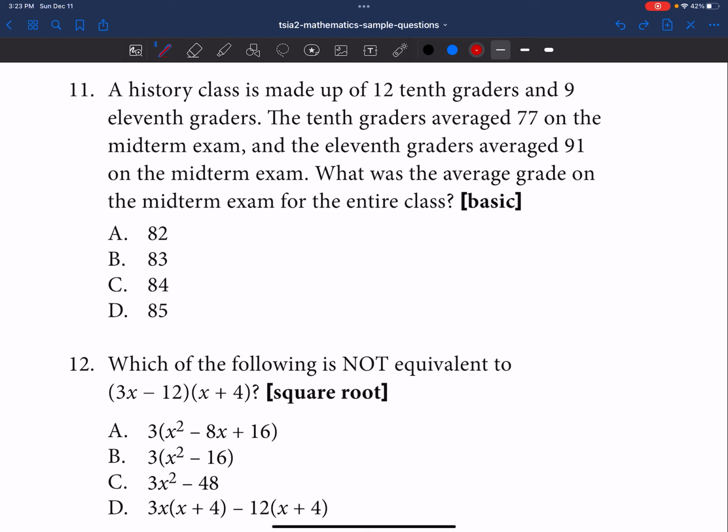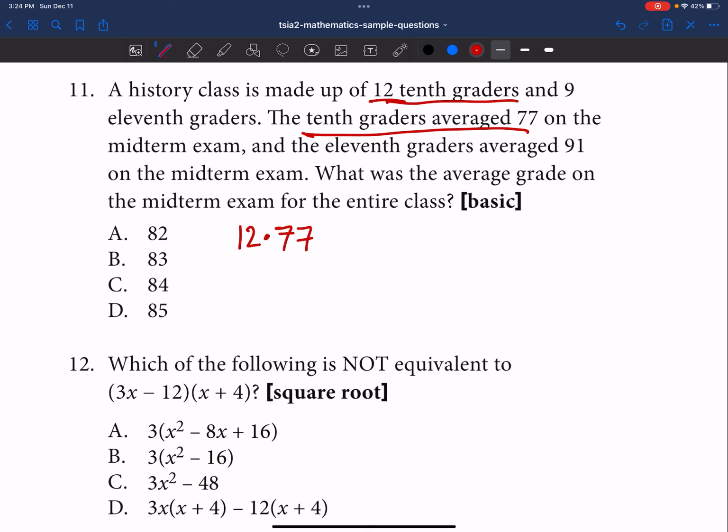But this is a bit more complicated, just because you have to use the idea that there's 12 10th graders and 9 11th graders to multiply their averages. So essentially, the math on this one's going to look like this. Look, there's 12 10th graders who averaged 77. So that's 12 times 77. That's going to account for the weight of those 77.